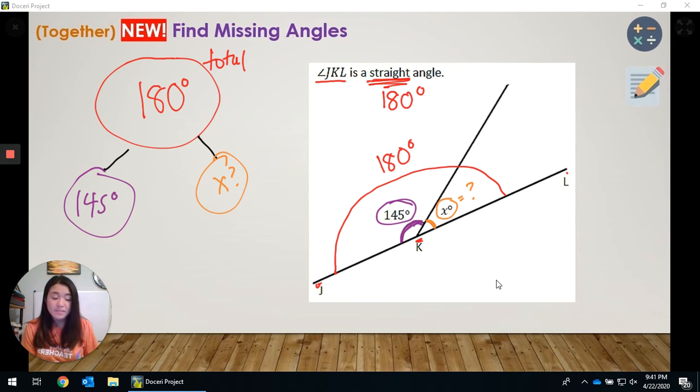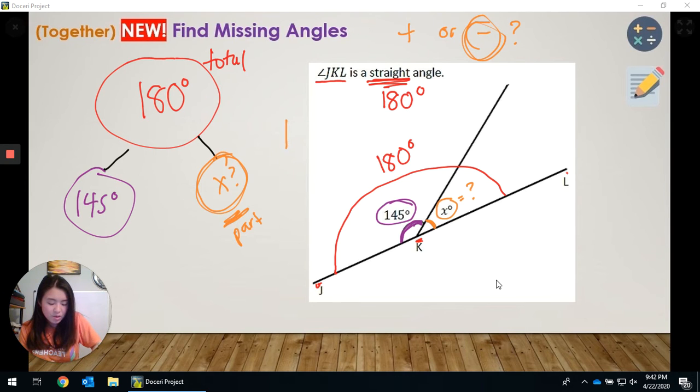Same thing. Think about it. Add or subtract. Adding gets us a bigger number. Subtracting gets us a smaller number. Look at this number bond here. This is a smaller circle than the red total circle. So this has to be a part. And if we're trying to find a part, a missing part, or a missing angle, we have to subtract. Okay? So let's go ahead and do that.